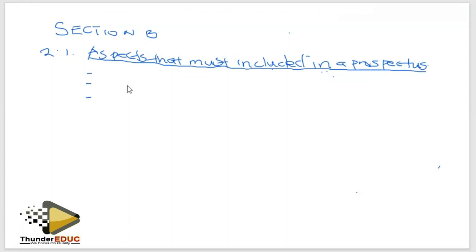Therefore, first of all, by virtue of its description, a prospectus must have the name of the company, so that you are advertising a business which has a name. It must be known. It must also have the company overview.